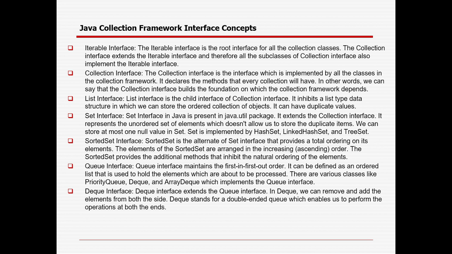Whereas queue maintains a kind of FIFO order, which is first in, first out. It can be defined as an ordered list that is used to hold the elements which are about to be processed. There are various classes available, priority queue, deque, array queue, which implement the queue interface. Whereas deque is the double-ended queue, right? For the queue, it will be first in first out, but for the double-ended queue, both sides are open. So on one side you can add or remove data, and on the other side you can also add and remove data. Okay, so that is the basic difference.